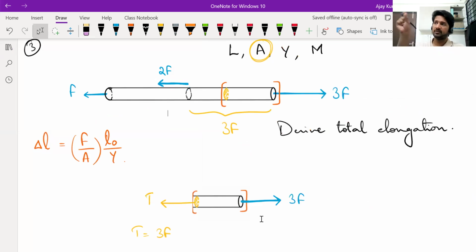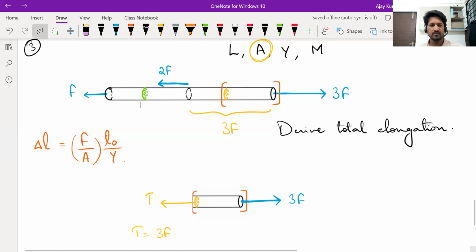There, at every point of the string which is in contact with the pulley, friction will be acting. And if friction acts on a rope, then tension will vary from point to point in the rope. Something similar will happen here also. Now consider a cross section somewhere in the left part of the wire, this one. Our aim is to find out the tension here.